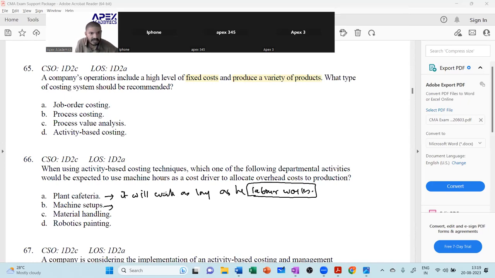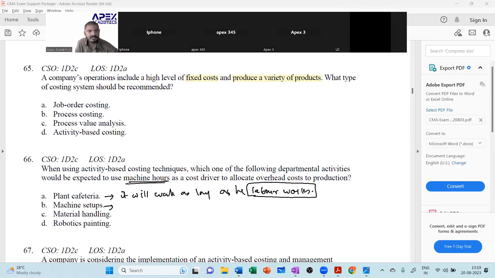Machine setups are nowhere related to machine hours. Machine setups are dependent on what? The number of production runs that you are going to have. How many times you want to produce, those many times the machine will be set up. Material handling is nowhere related to machine hours. But robotics painting is related to machine hours. Why? It is robotics, meaning it is machine centric.